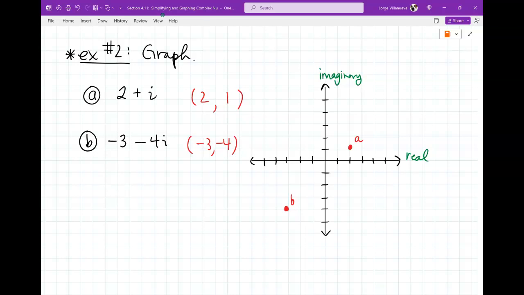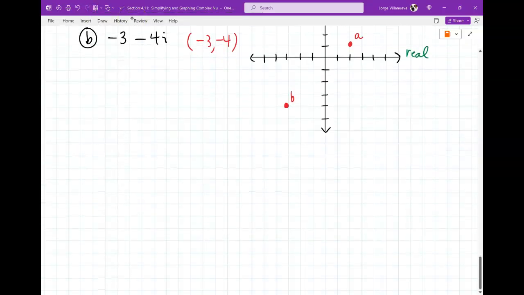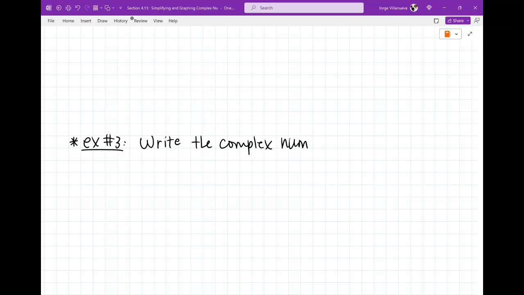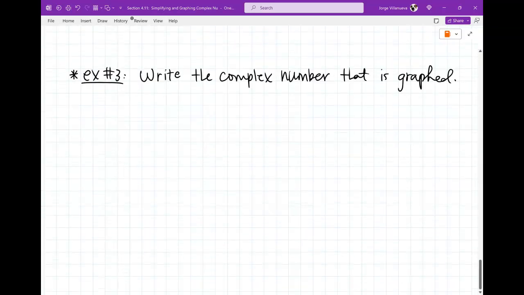Now, for example 3, I'm just going to do the opposite. I'm going to give you a picture. I'm going to put 2 points there. And I want you to give me the complex number that represents it. Okay? And then we're done. So, here we go. Example number 3. Write the complex number that's graphed.